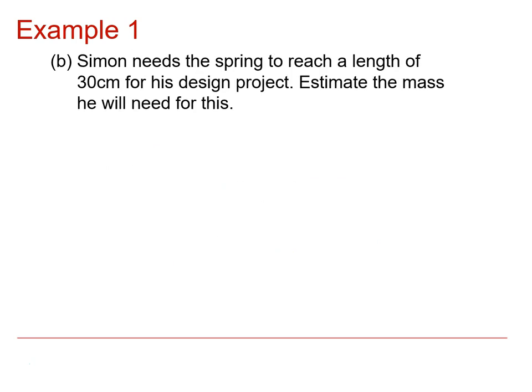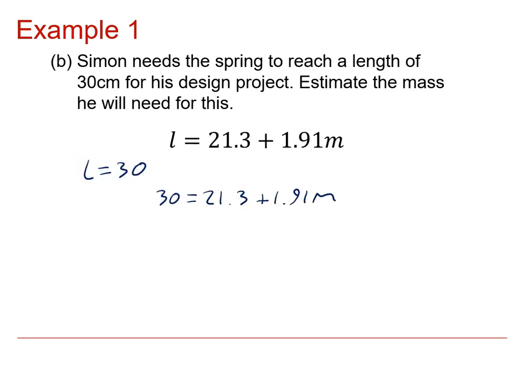We can also go the other way. So if Simon needs the spring to reach a length of 30 centimeters, and we need to estimate the mass he will need for this, simply sub in L equals 30 and solve. And round.